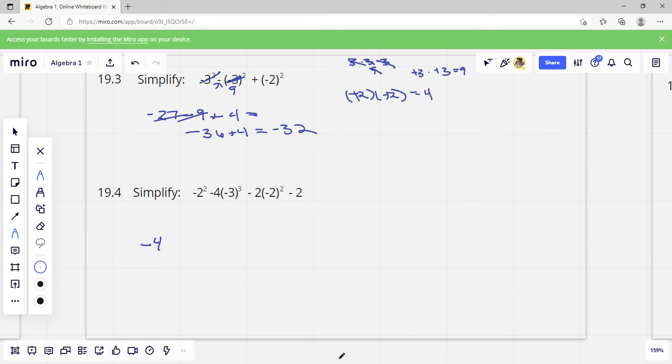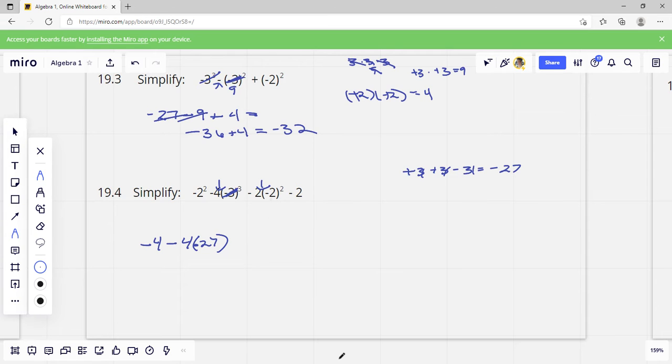Okay, this next one means 4 times negative 3 to the third. So negative 3 to the third would be negative 3, negative 3, negative 3. Those will cancel, but we'd still have one negative left. 3 times 3 is 9, 9 times 3 is 27. So this whole part right here is going to be 27. So we've got negative 4 times 27. Oh, negative 27. All right, and then we're going to have to multiply here.